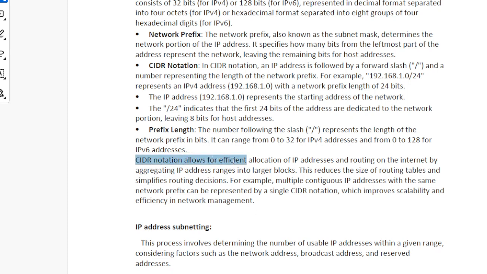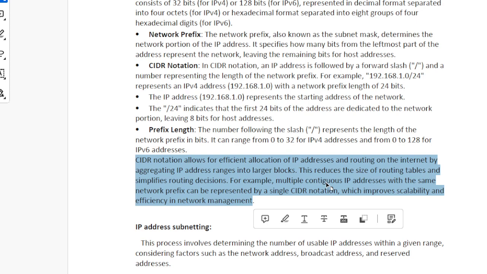CIDR notation allows for efficient allocation of IP addresses and routing on the internet by aggregating IP address ranges into larger blocks. This reduces the size of routing tables and simplifies routing decisions. For example, multiple contiguous IP addresses with the same network prefix can be represented by a single CIDR notation, which improves scalability and efficiency in network management.